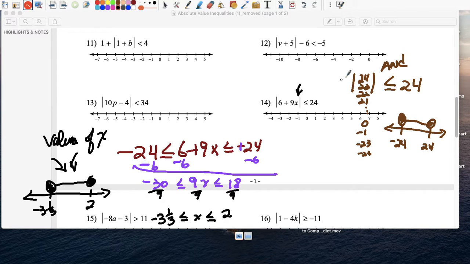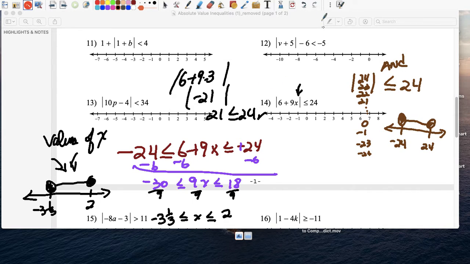Again, let's pick 1. Well, 9 times 1 is 9. 9 plus 6 is 15. The absolute value of 15 is less or equal to 24, yes. Let's pick negative 3. 6 plus 9 times negative 3. 9 times negative 3 is negative 27. Negative 27 plus 6 is negative 21. The absolute value of negative 21 is 21. Is that less or equal to 24? Yes. So I pick a couple of values inside there to make sure my answer works.